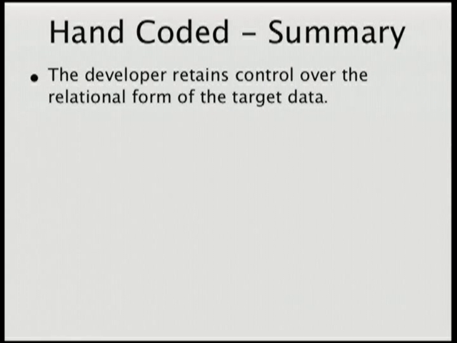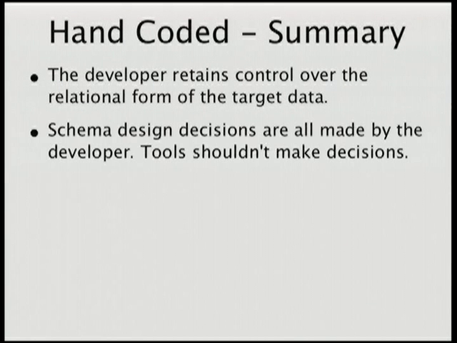Summary of hand-coded. The developer is retaining control over the relational form of the target data. You're going to keep in control of what you're doing. It means that when you're given a problem to solve, and you're given the data that you're dealing with, you're going to actually design your schema. You're not going to piece together tools that are going to make the decisions for you. So schema design decisions are made by the developer.